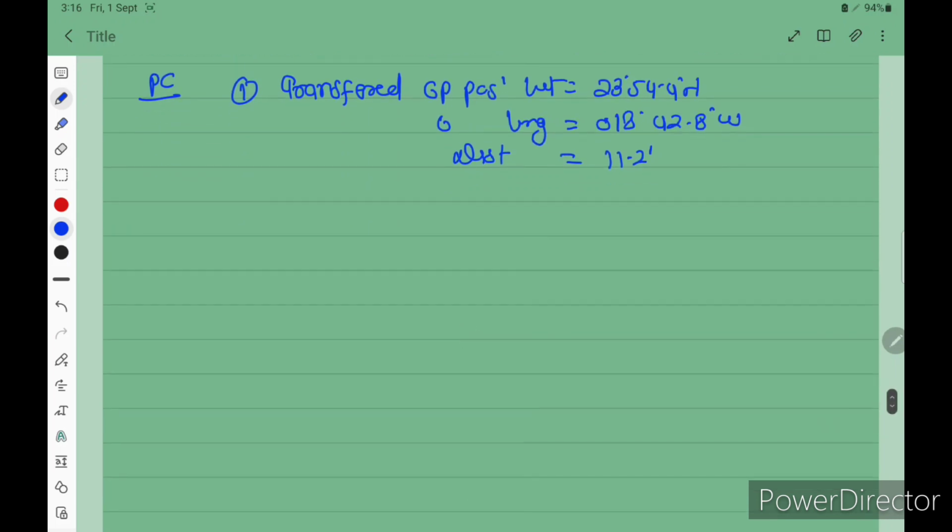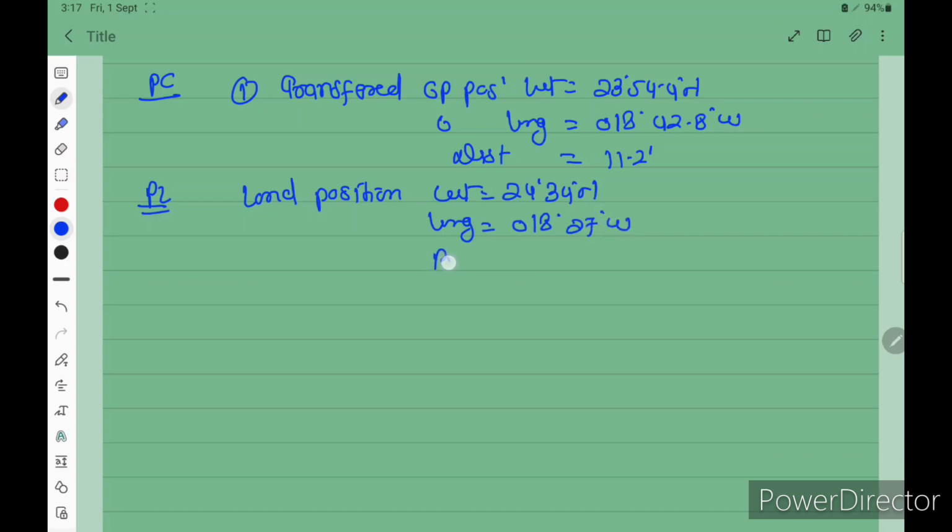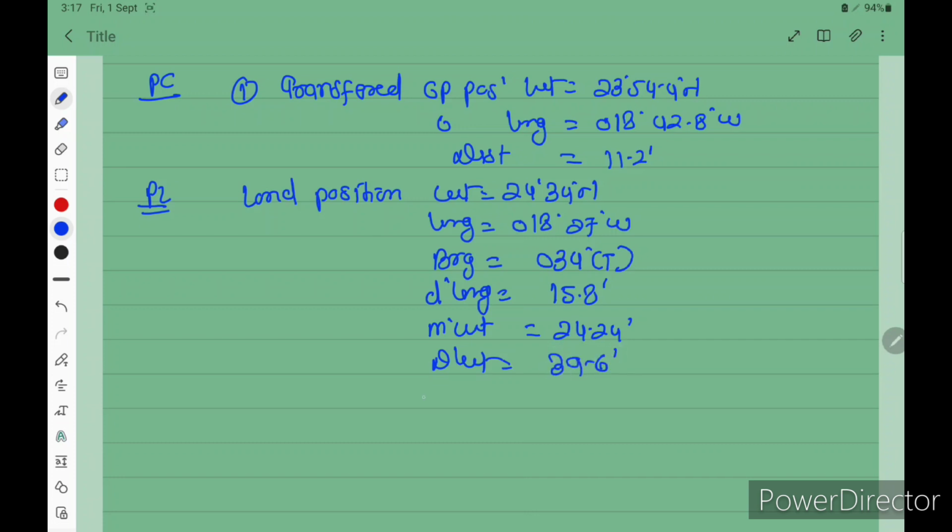Now for position line, land position given in the question, so latitude is equal to 24° 34' north, longitude is equal to 018° 27' west. Okay, bearing is given 034°. So calculate D long, we get 15.8, M latitude 24.24, D lat we get 39.6, departure I get 14.4. Okay, these two are for plotting.